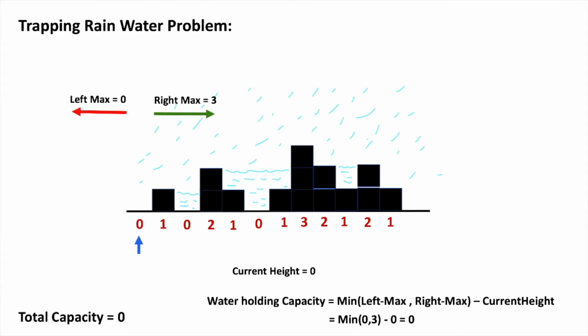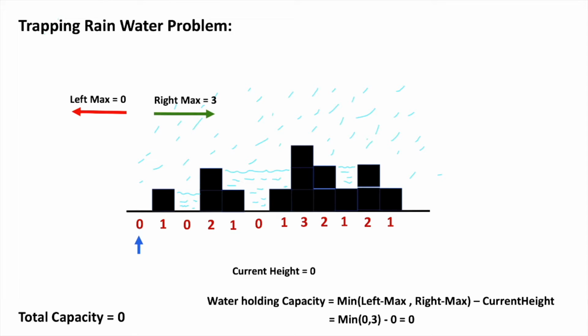So over here you can see that the maximum height of the block that is present on the left side and on the right side of this block is 0 and 3 respectively. Now to find the water holding capacity of the block, we have to find the minimum of these two max. So here, if you can see, we have found the minimum of 0 and 3, and then we are subtracting the height of this current block. So over here you can see that finally the water holding capacity of this corresponding block is 0.